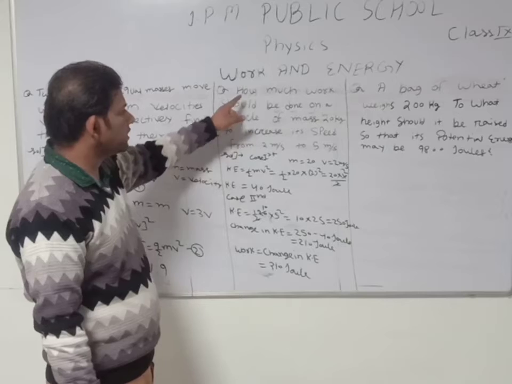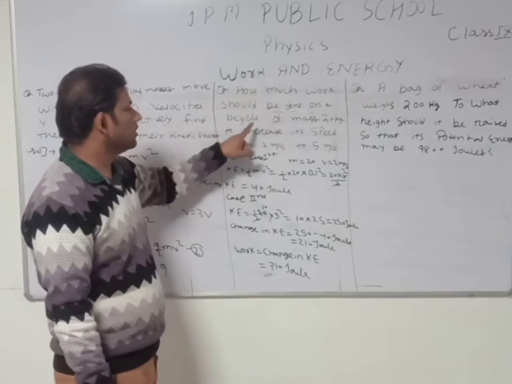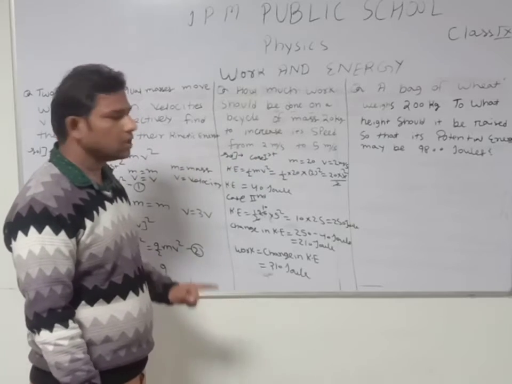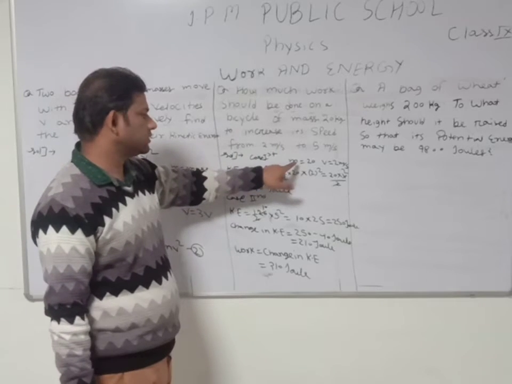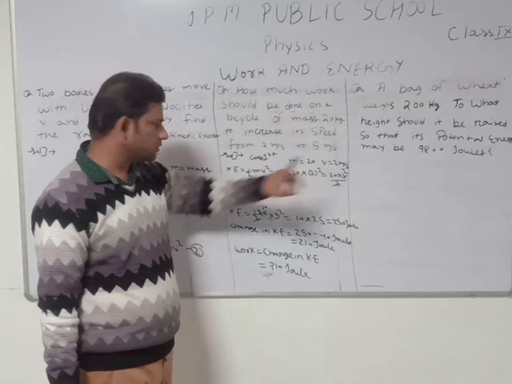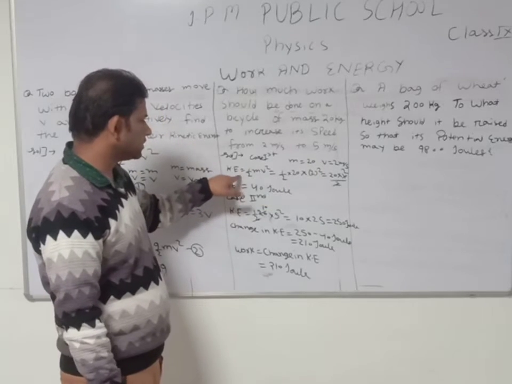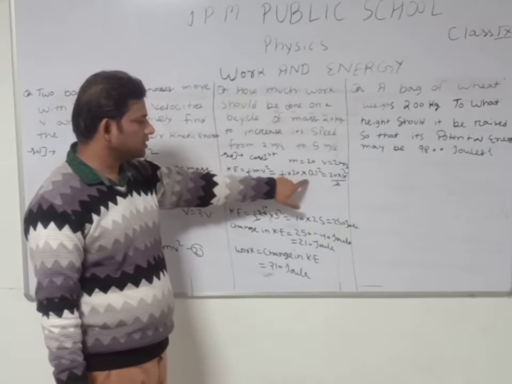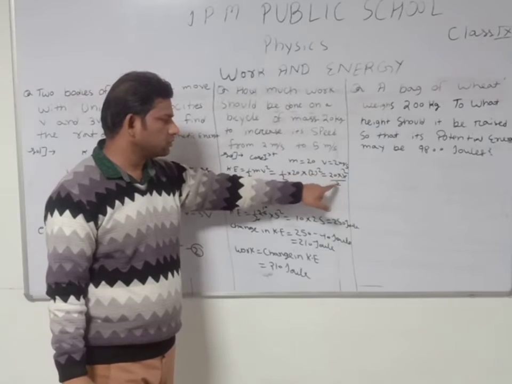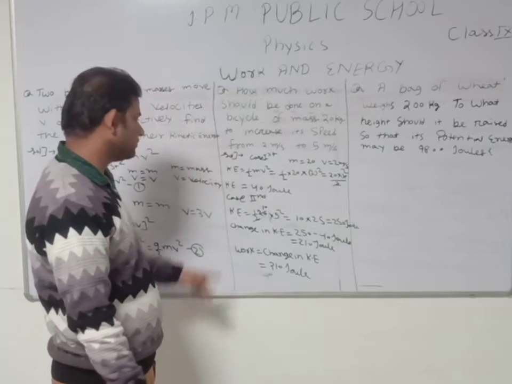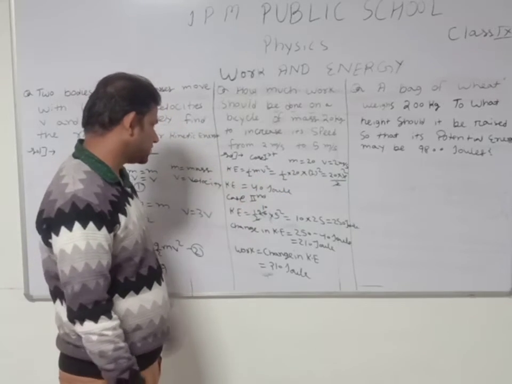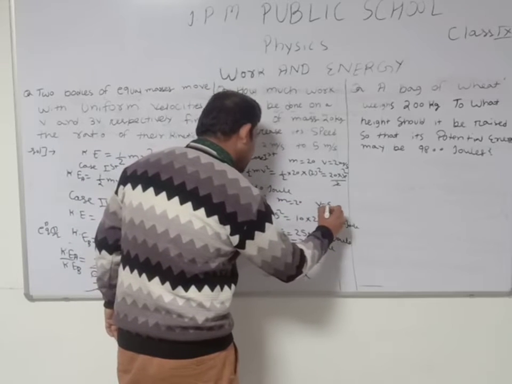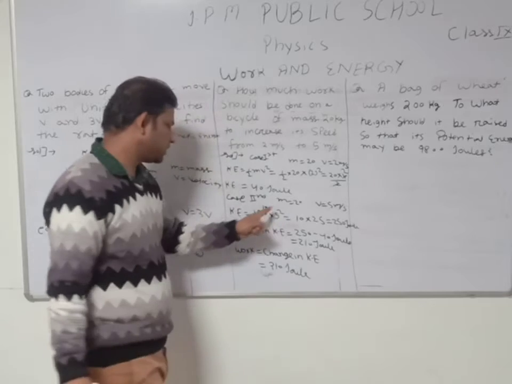So listen again, student. How much work should be done on a bicycle of mass 20 kg to increase its speed from 2 meter per second to 5 meter per second? Then case first, m equal to 20 but v equal to 2 meter per second. And in case first, we put the value in this formula. M is 20 and v is 2 square, it means 20 into 4. Then 40 joule is the kinetic energy for case first. Case second, here m equal to 20 but v equal to 5 meter per second. We put this value in this formula.